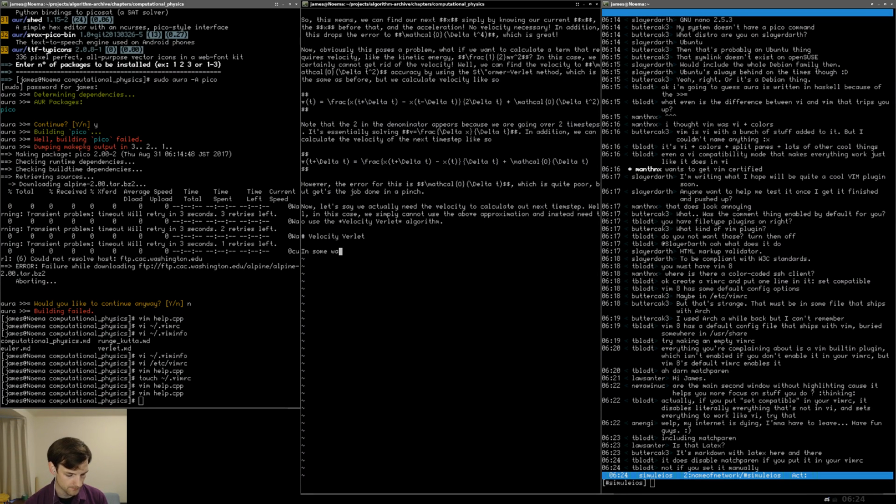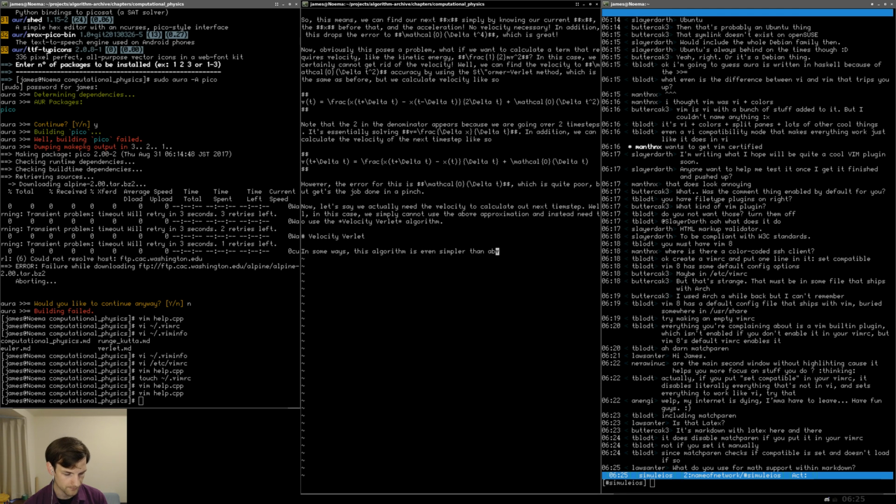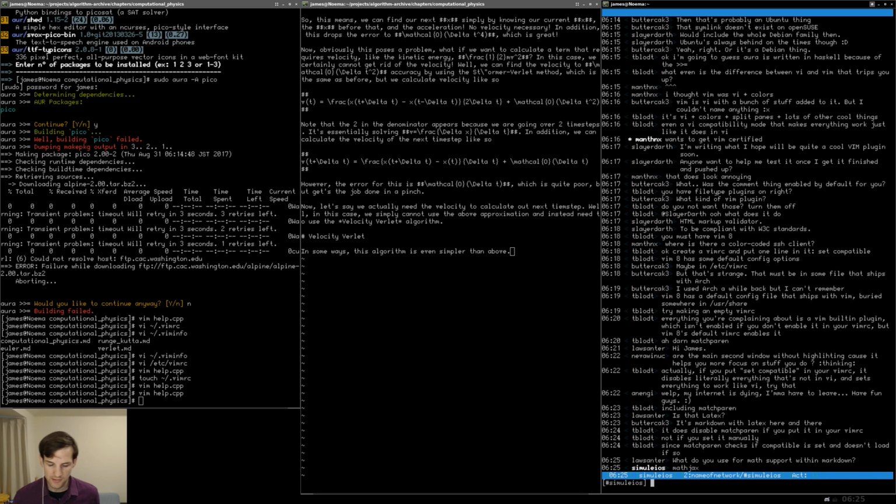In some ways, this algorithm is even simpler than above. Let's see. What do you use for math support within Markdown? It's called MathJax. And it's just used for like Gitbook or something like that. It does disable match parentheses if you put it in your vimrc, not if you set it manually, since match parentheses checks if compatible is set and doesn't load if so.